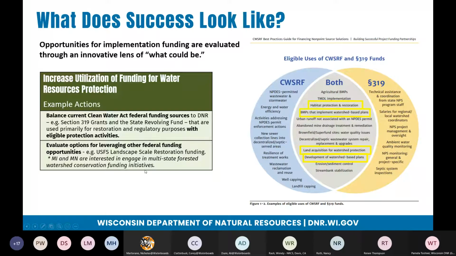That being said, there are other opportunities for funding out there that we haven't historically looked at. An example is the U.S. Forest Service landscape scale restoration funding. And again, working with other programs like forestry, that's an appealing opportunity in the future. So overall, we would like to look at implementation funding through this innovative lens of what could be instead of the way we've always done it.